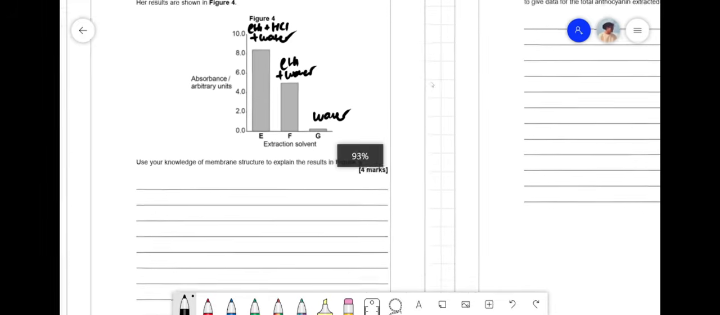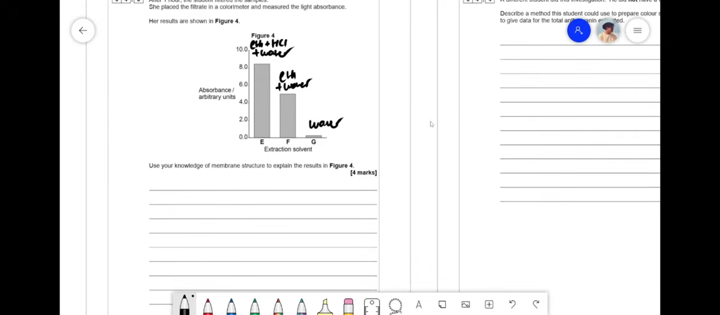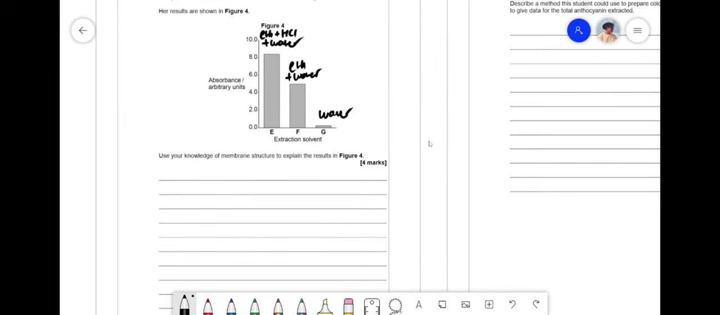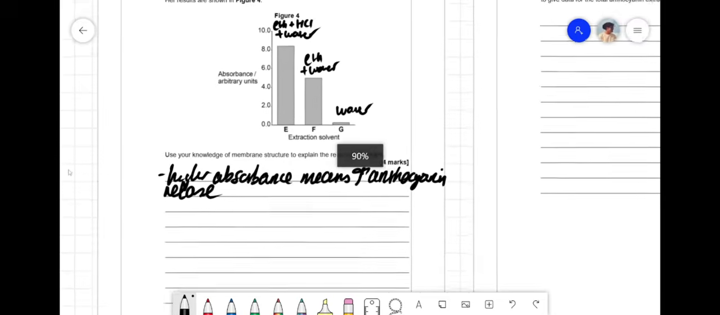If the absorbance is higher, that must mean that more anthocyanin has been released. So it says we need to explain the results. We need to explain why the absorbance is as it is. So higher absorbance means, I'm going to write arrows, but you write this out in full, anthocyanin release. So we've got that part. Now we need to compare all of these and explain why each one has the results they have.